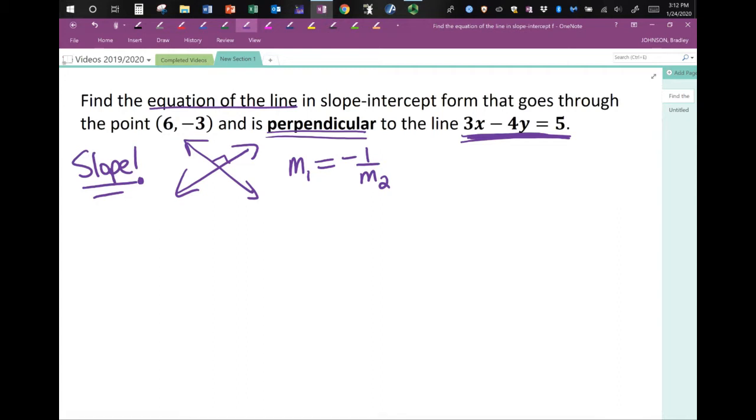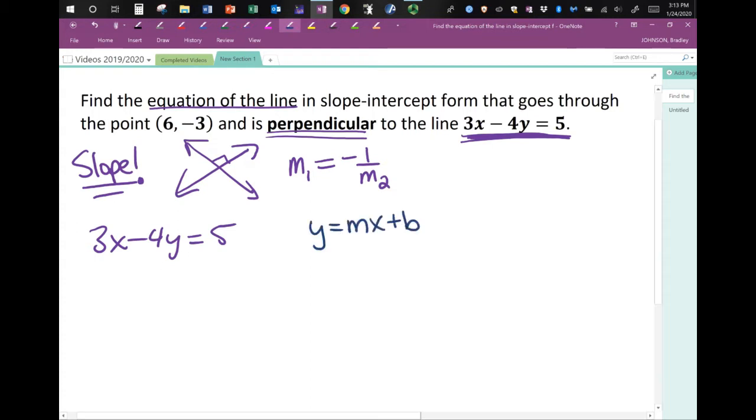Okay, so let's find the slope. We're going to take 3x - 4y = 5. This is written in standard form and given to us. This is not a useful form to see the slope clearly. So let's rearrange. I am going to rearrange it into this form, y = mx + b, which is slope-intercept form. So I'm going to rewrite the equation given in standard form into slope-intercept form.